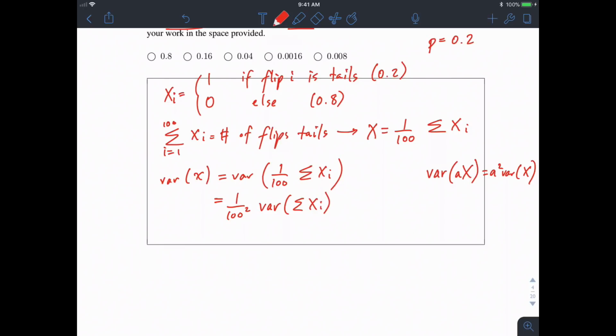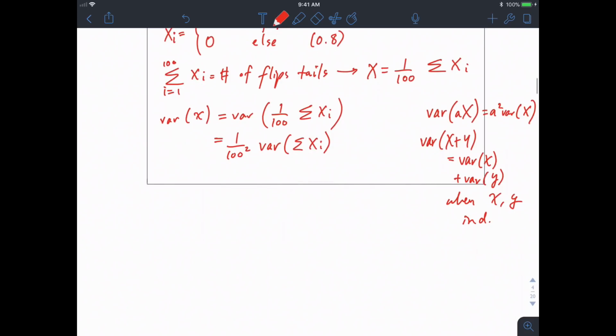The next fact we'll use is that the variance of x plus y is equal to the variance of x plus the variance of y when x and y are independent. In this case, are all of the xi's independent? Yes, because individual coin flips are assumed to be independent. So I can write this as 1 over 100 squared times the sum of all of these variances.